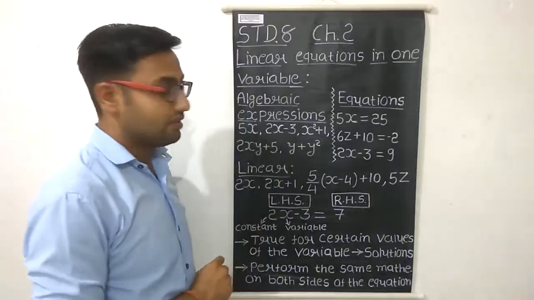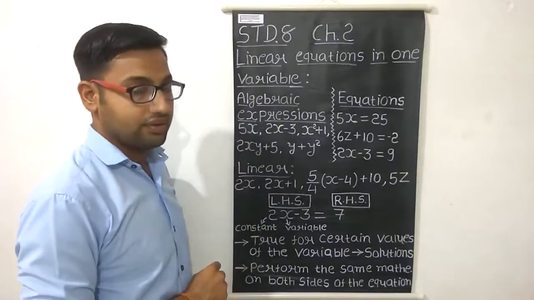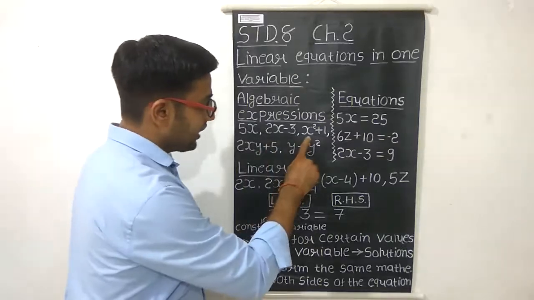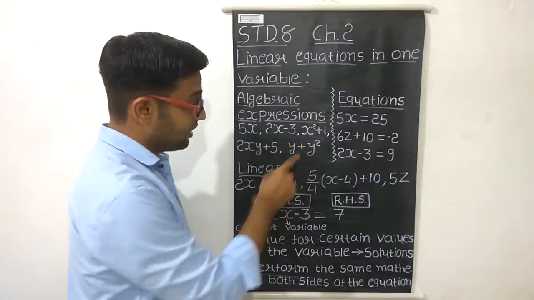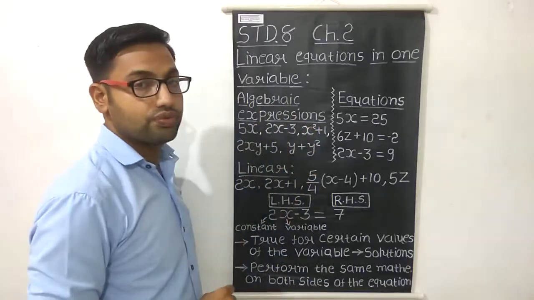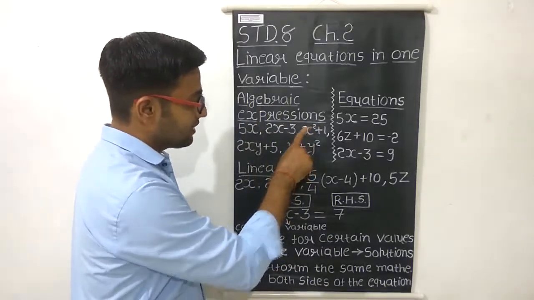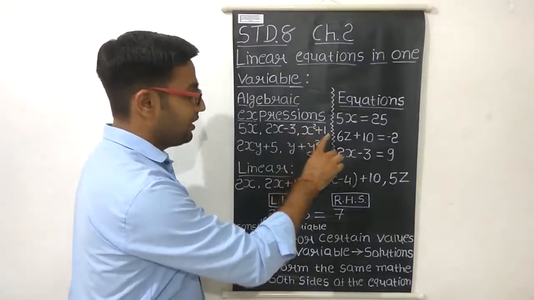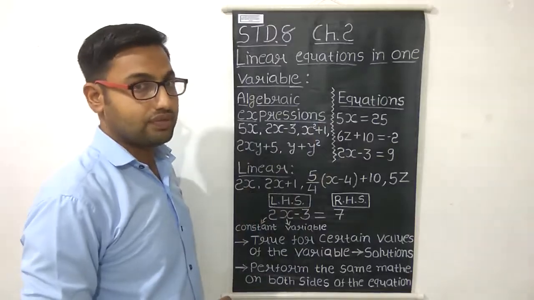2x minus 3, there is also the power of the variable is 1. That is why it is also a linear expression. x square plus 1, here notice that the value of the power is 2, right? The power of the variable x is 2. That is why it is not called a linear expression, right?